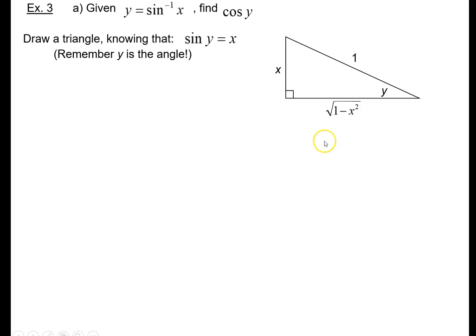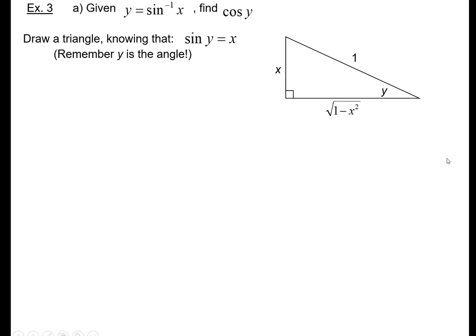So if I draw a picture, I'm going to label one of the angles y. I'm just using a generic triangle here, none of the quadrants right now. I know that sine of that angle y is equal to x/1. So sine, SOHCAHTOA. Remember, sine is opposite over hypotenuse. And so if I use the Pythagorean theorem, and we can go over this again in class, this adjacent side is going to be the square root of 1 minus x squared.